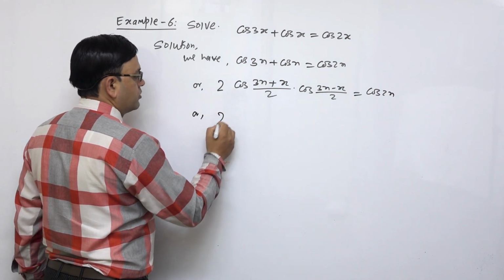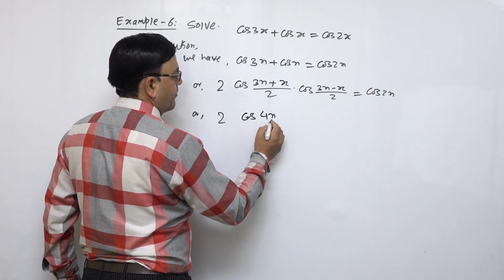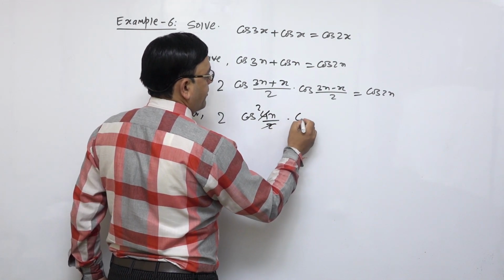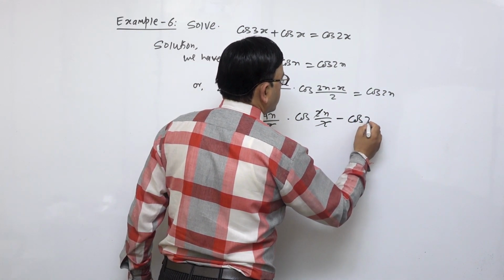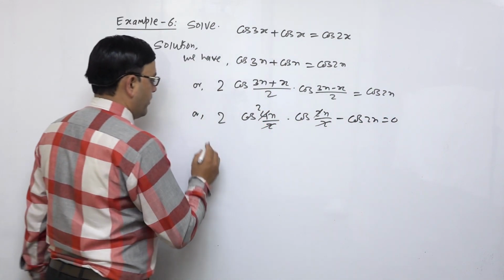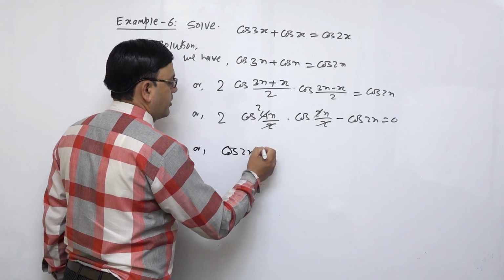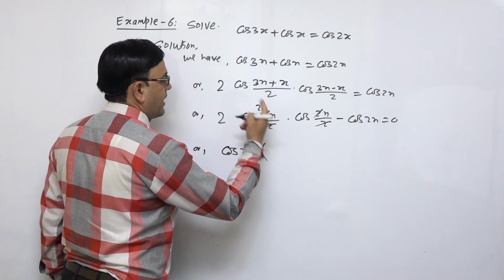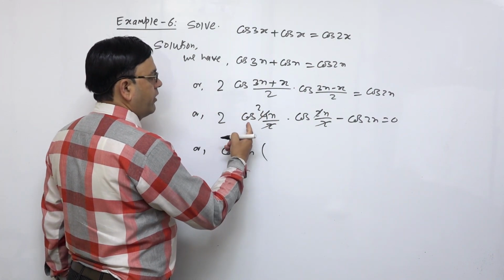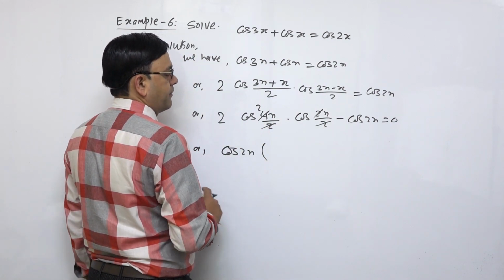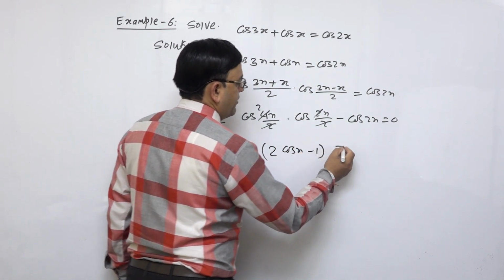Or 2 cos((3x plus x) by 2), that is cos 2x, times cos((3x minus x) by 2), that is cos x, minus cos 2x is equal to 0. Now we are going to take cos 2x common. So when we take cos 2x common, we have cos 2x times (2 cos x minus 1) is equal to 0.